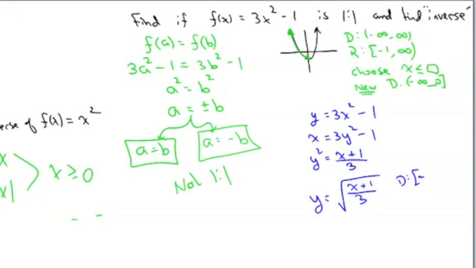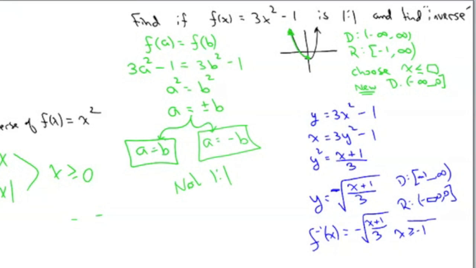Why is it negative 1 to infinity? Because it was the range of the original function. It becomes the domain in the new one. The range here is my restricted domain, negative infinity to 0. So instead of saying plus or minus, I can say strictly minus. So f inverse of x is equal to negative square root of x plus 1 over 3, for x greater than or equal to negative 1.